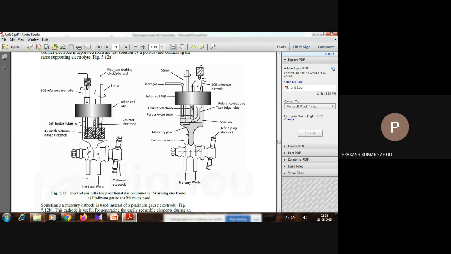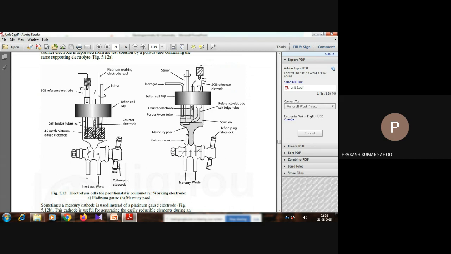Starting from here, the platinum working electrode is this one, and working means it is the cathode. That means it is the platinum gauze. Then this is the stirrer, which can stir the sample. Then the Teflon cell cap. This is the counter electrode, which means this is the anode. This is also made of platinum.